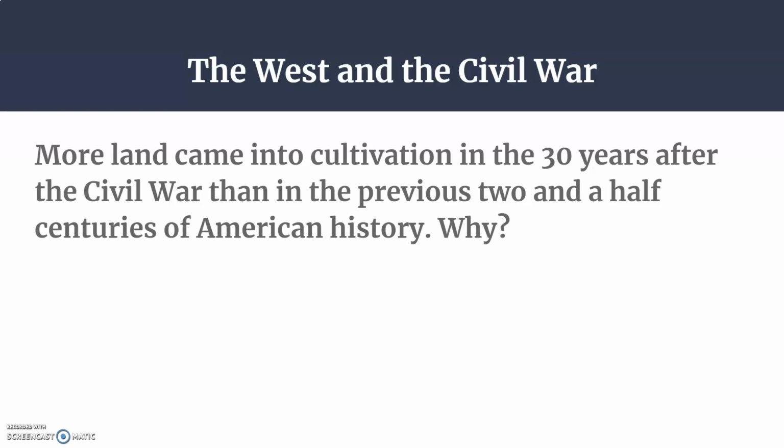But what happens is during the 30 years after the Civil War, from about 1865 to 1895, more land comes into cultivation, meaning being actively settled by American settlers, than had come into cultivation in the previous 2.5 centuries. So in 30 years, more land is cultivated than in 250 years of American history.